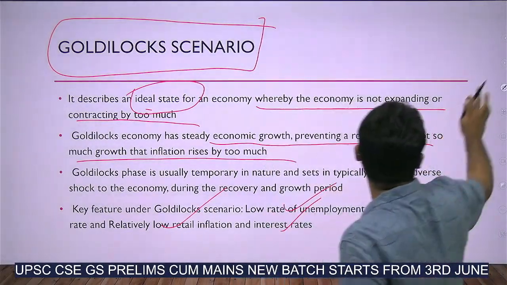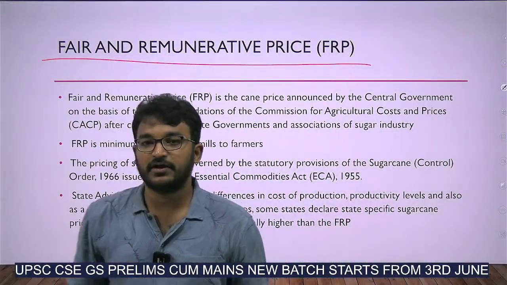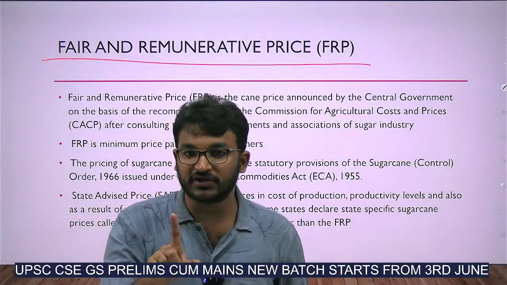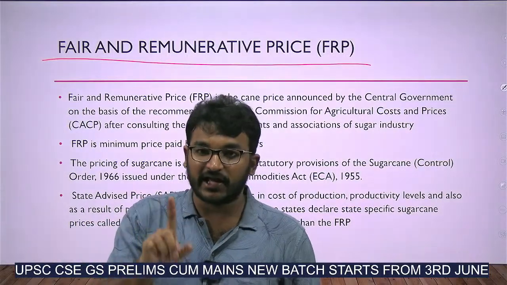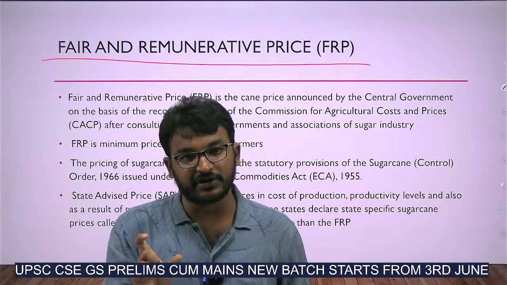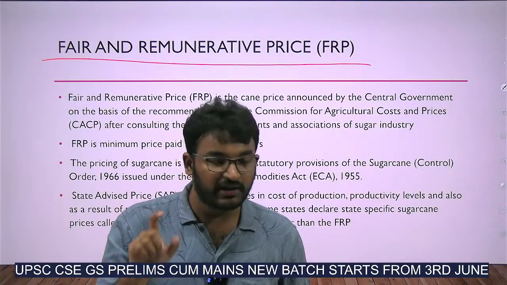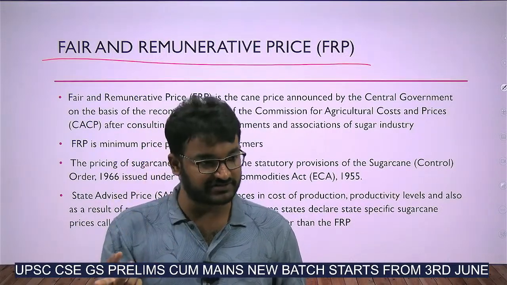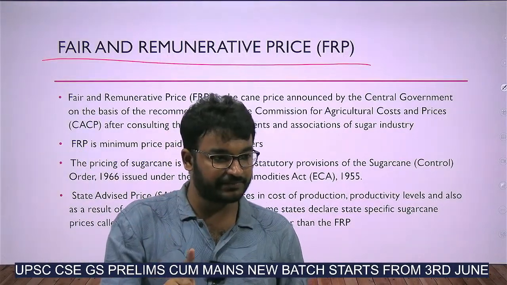Okay. Next, FRP. As I told you earlier, what is this FRP? Fair and remunerative price, for sugarcane. MSP is for the other 24 crops we have discussed earlier. Who will decide this FRP value? This also will be recommended by CACP only, and finalized by the Cabinet Committee on Economic Affairs only. But for sugarcane, it is named as FRP.